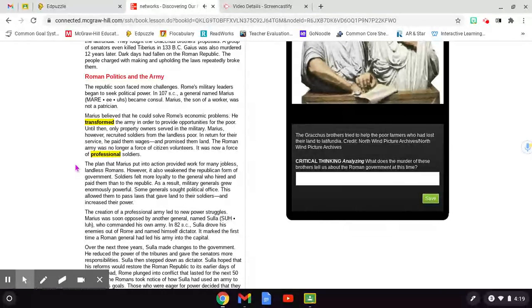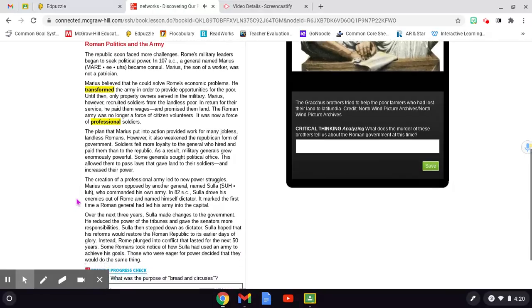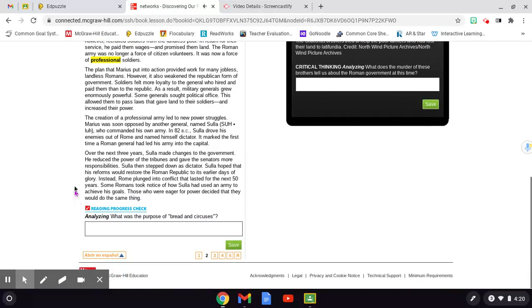However, it also weakened the republican form of government. Soldiers felt more loyalty to the general who hired and paid them than to the republic. As a result, military generals grew enormously powerful. Some generals sought political office. This allowed them to pass laws that gave land to their soldiers and increased their power. The creation of a professional army led to new power struggles.